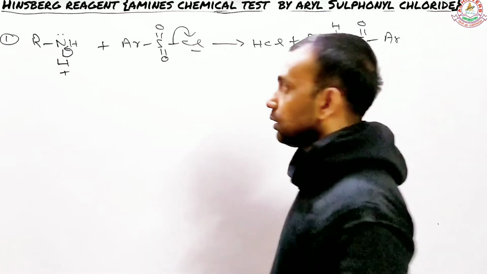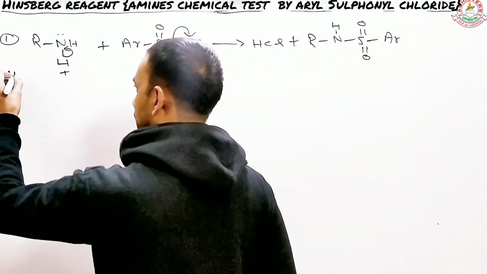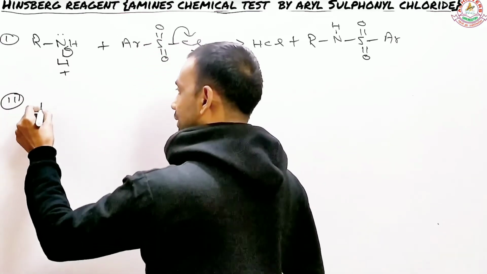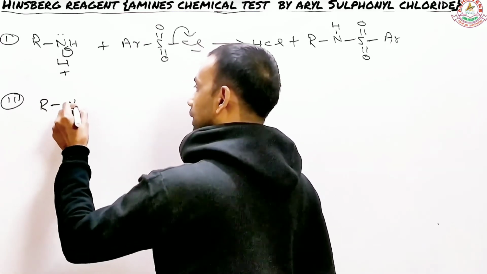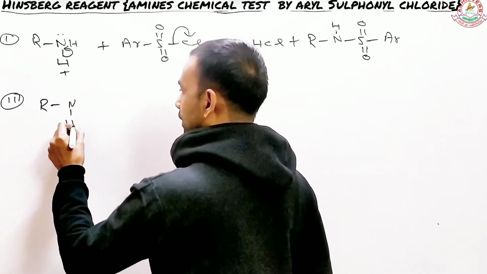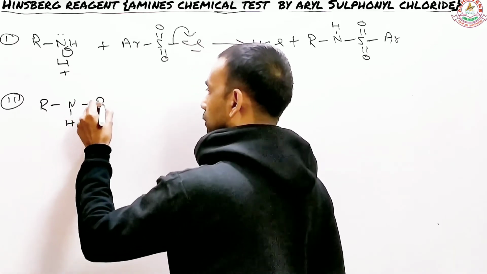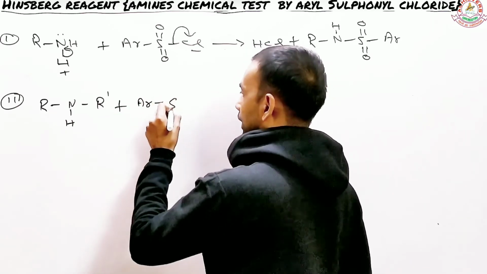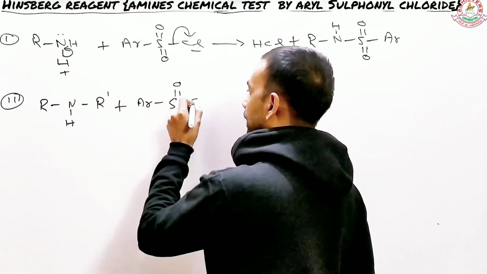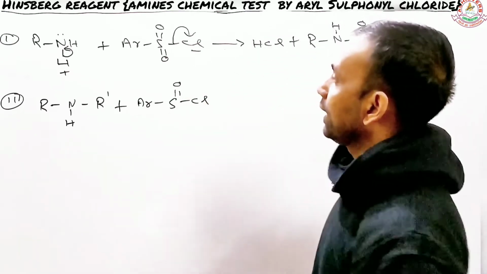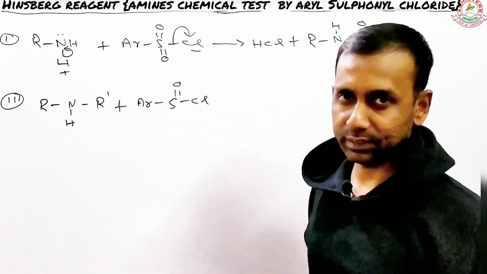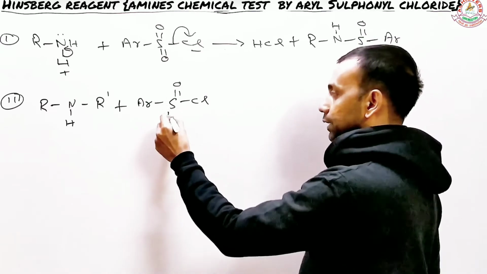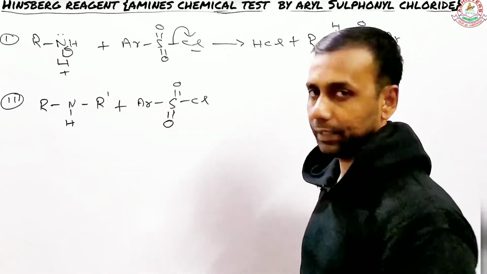Now let's see what the reaction of the 2 degree amine is. So I'm taking you through the 2 degree amine. This is your 2 degree amine, where there is only one hydrogen, and you have another alkyl group here. Now, when this reacts with aryl sulfonyl chloride, you have probably started understanding that this reagent is called Hinsberg's reagent. What is its name? Aryl sulfonyl chloride.